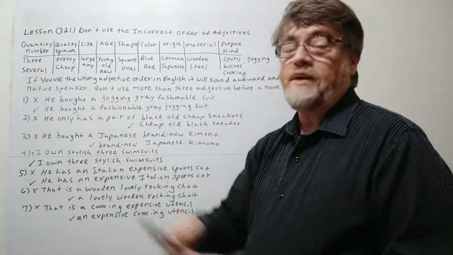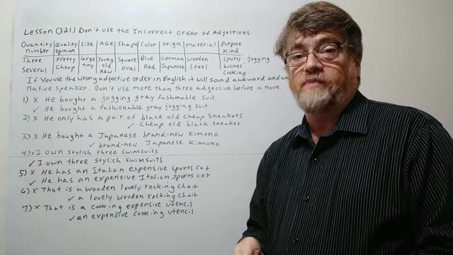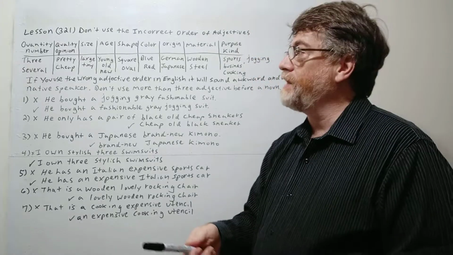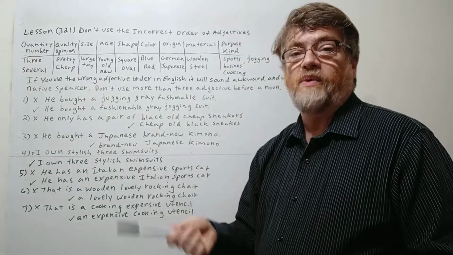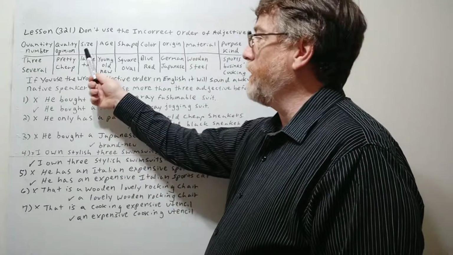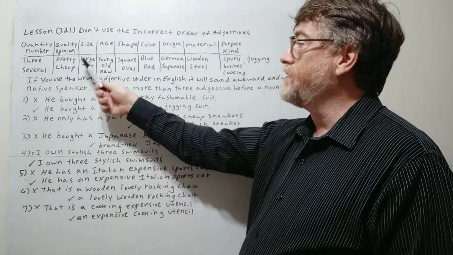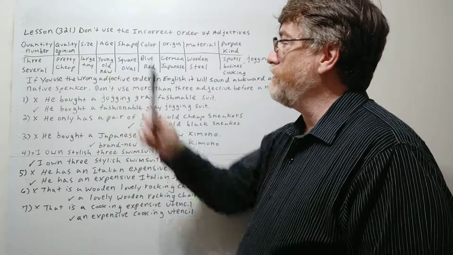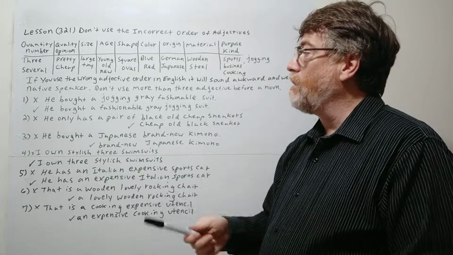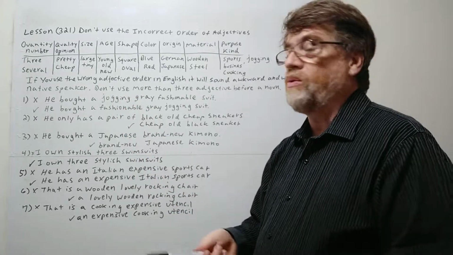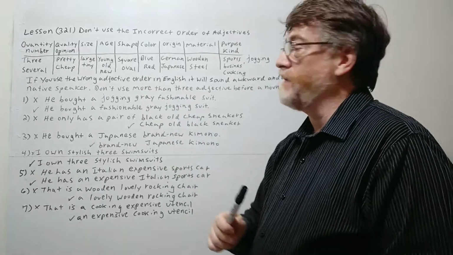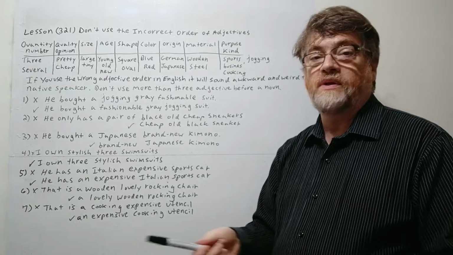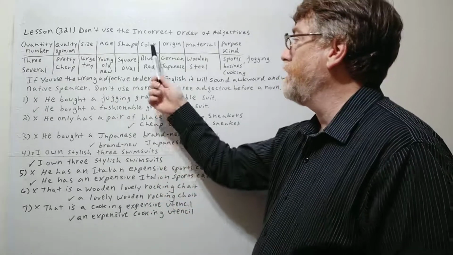Then quality or opinion. Pretty is opinion. What one person thinks is pretty, another may not. Cheap, the same thing. That would go under quality or opinion. The third one that you should use is size. So large or tiny or big or small. Then you follow with age: young, old, new, brand new, anything like that. The next one should be shape: square, oval, round, rectangular, anything along that line.